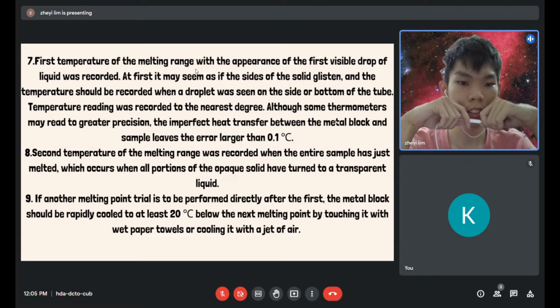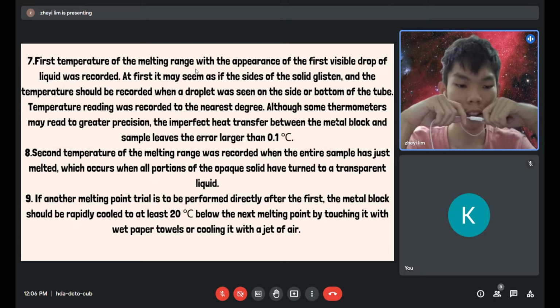The temperature reading was recorded to the nearest degree, although some thermometers may read to greater precision. The imperfect heat transfer between the metal block and the sample leaves the error larger than 0.1 degrees Celsius. The second temperature of the melting range was recorded when the entire sample had just melted, which occurs when all portions of the opaque solid have turned to a transparent liquid.